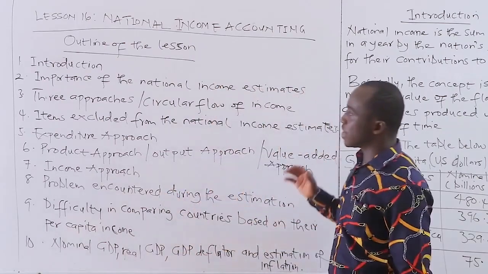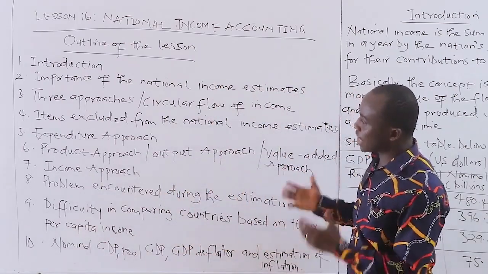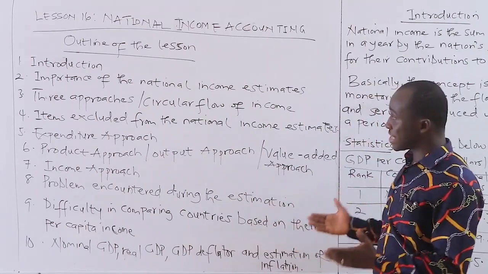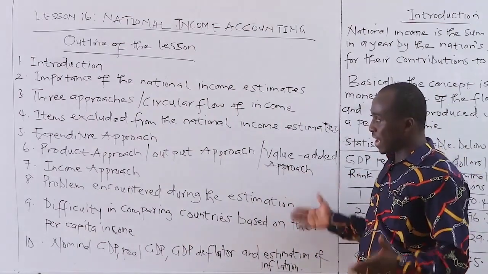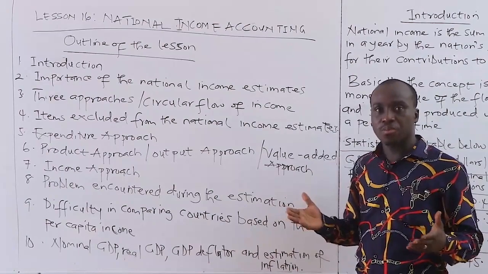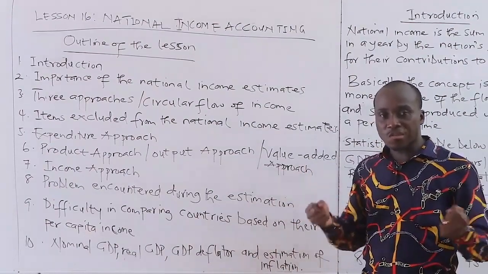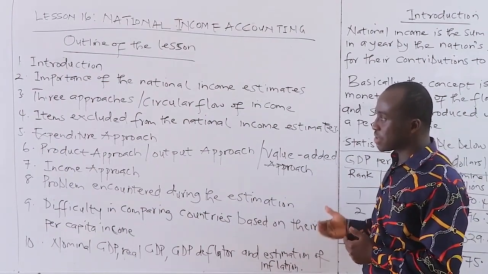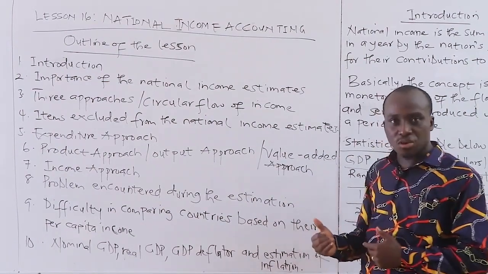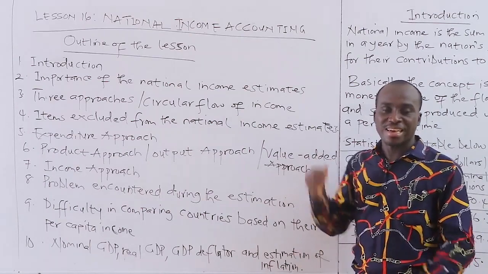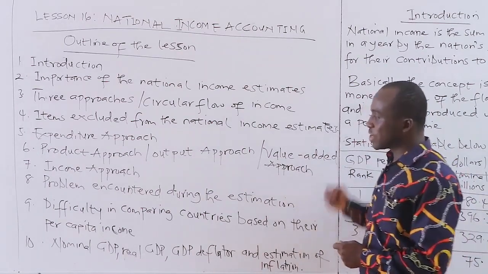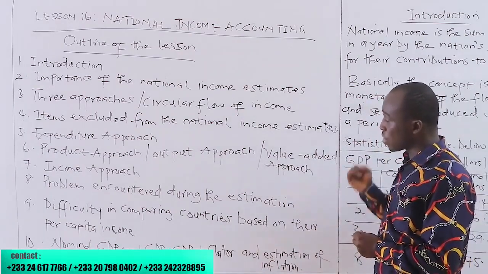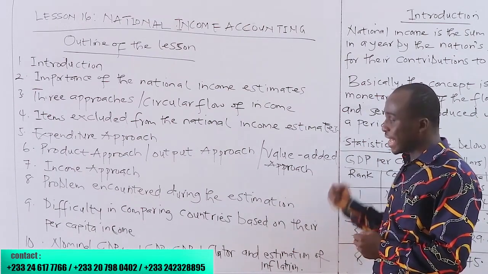We're going to look at some of the outline here. We're going to look at the introduction. We'll look at the importance of national income estimates. We're going to look at the three approaches and the circular flow of income. How does circular flow of income help us to understand the three approaches? We're going to look at the items excluded from national income accounting estimates. We're going to look at the expenditure approach. We're going to take all the three approaches and take examples and solve them. We're going to look at the expenditure approach, the product approach or output approach or value added approach, and the income approach.